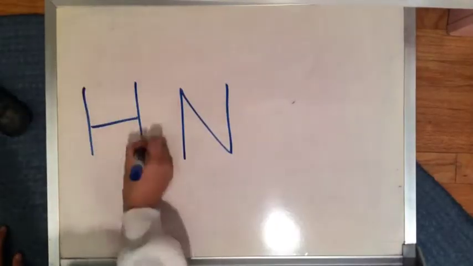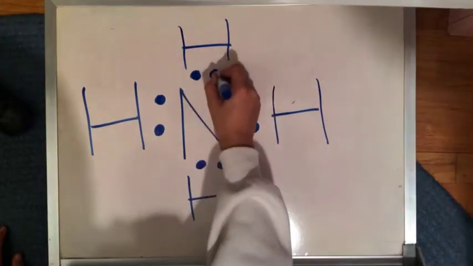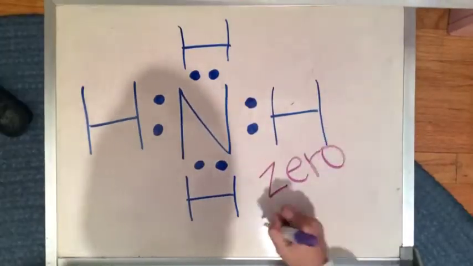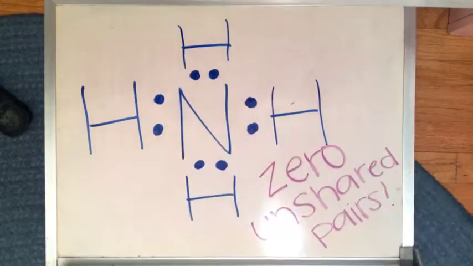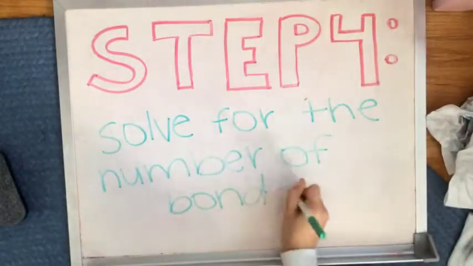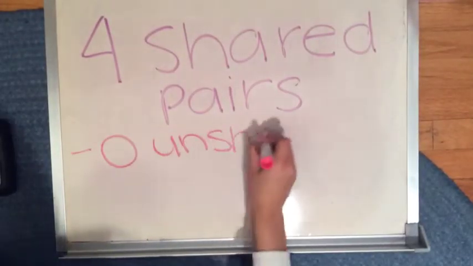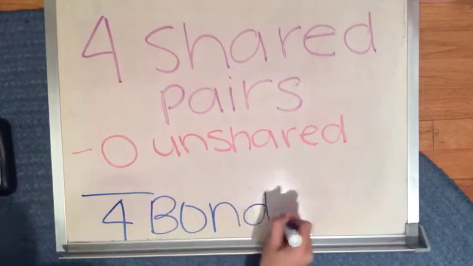Nitrogen will go in the center because hydrogen is not allowed to be in the center. Then I will draw the valence electrons. Notice there are 0 unshared pairs. Step 4. Solve for the number of bonds. Take the 4 shared pairs and subtract the 0 unshared pairs. This will leave you with 4 bonds.